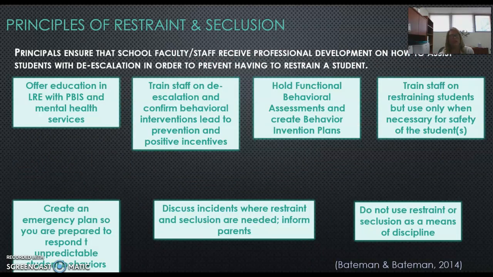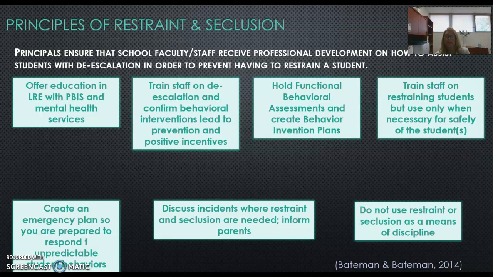The principles of restraint and conclusion. Principals ensure that the school faculty and staff receive professional development on how to assist students with de-escalation in order to prevent having to restrain a student. It's important to offer education in the least restrictive environment with positive behavior incentives and mental health services. Train the staff on de-escalation and confirm behavioral interventions lead to prevention and positive incentives. Hold functional behavioral assessments and create behavioral intervention plans.